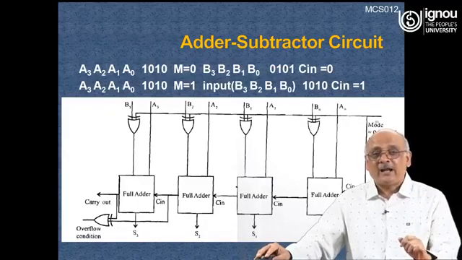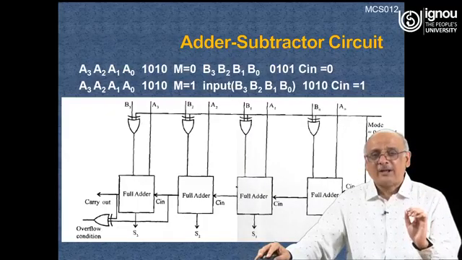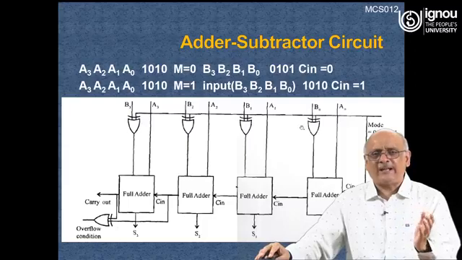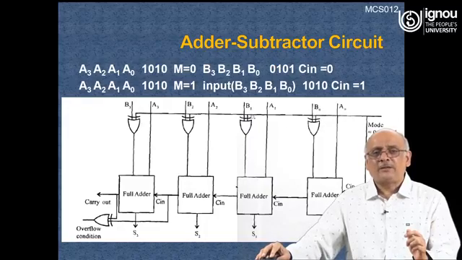And can you see how smartly it works? When Cin equals 0, it is fine, because in the case of an XOR gate, the value will simply pass as it is. So B is passed through the XOR gate, and if the mode, that is Cin, is 0, then 0 with whatever value will simply pass. If it is 1, it will be 1. If it is 0, it is going to be 0. So the number will be passed as it is.